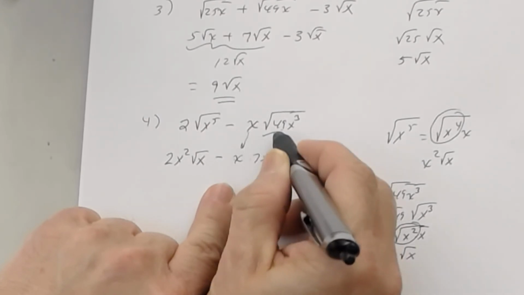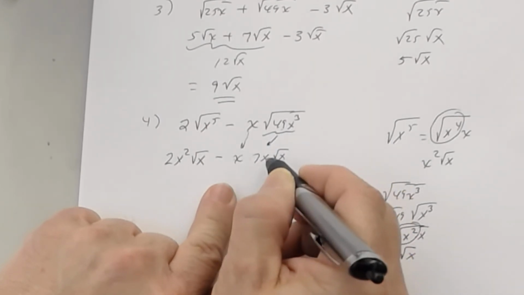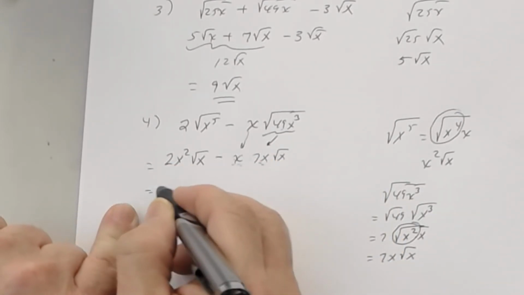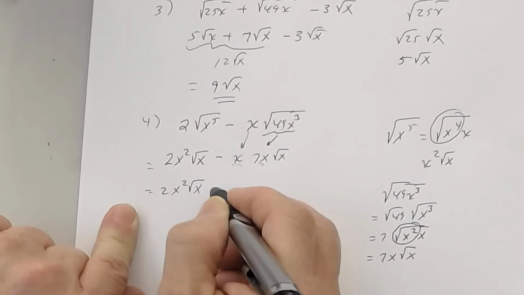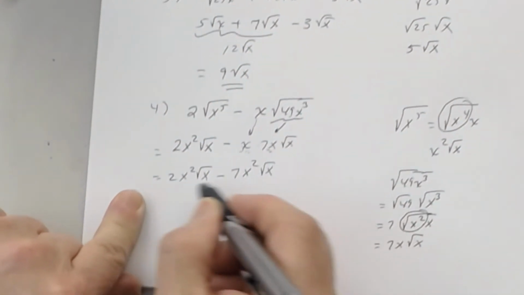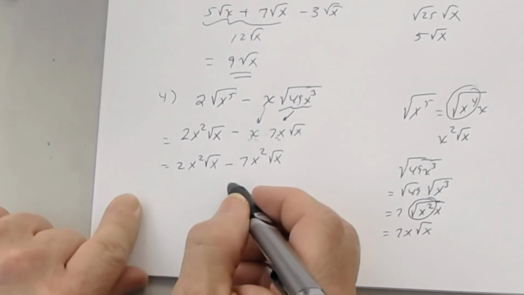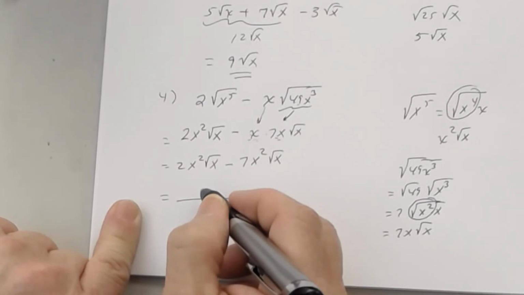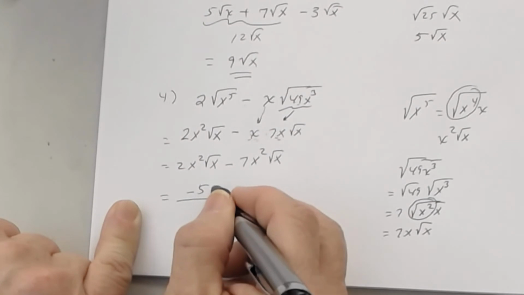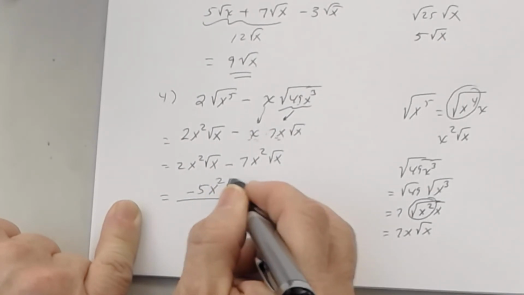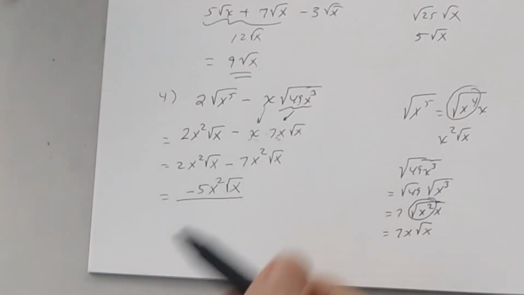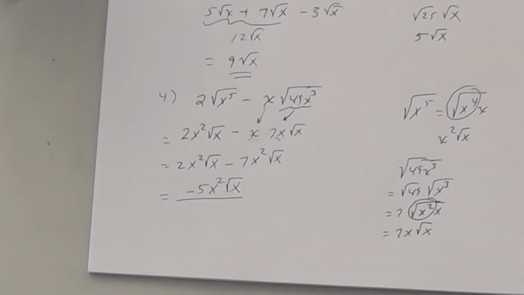Y'all see that? So y'all agree that that's just this right here, right? But what's x times x? So y'all agree that's going to be 2x squared square root of x minus 7 what? X squared square root of x? Are those like terms? Yeah. So what's the answer, do you think? What's 2x squared square root of x minus 7 of them? Negative 5 what? X squared square root of x. Not x cubed, x squared. Okay?